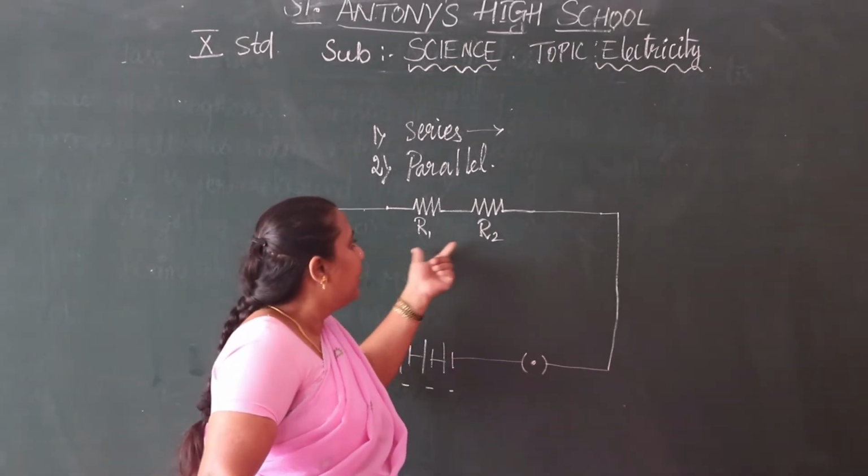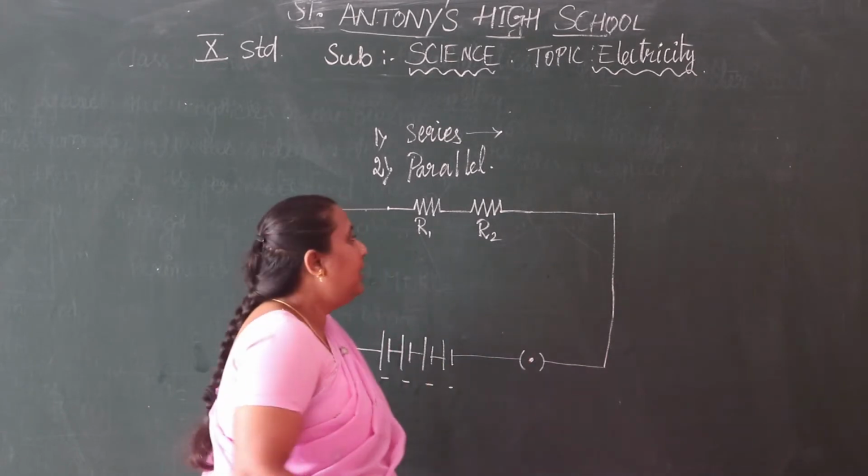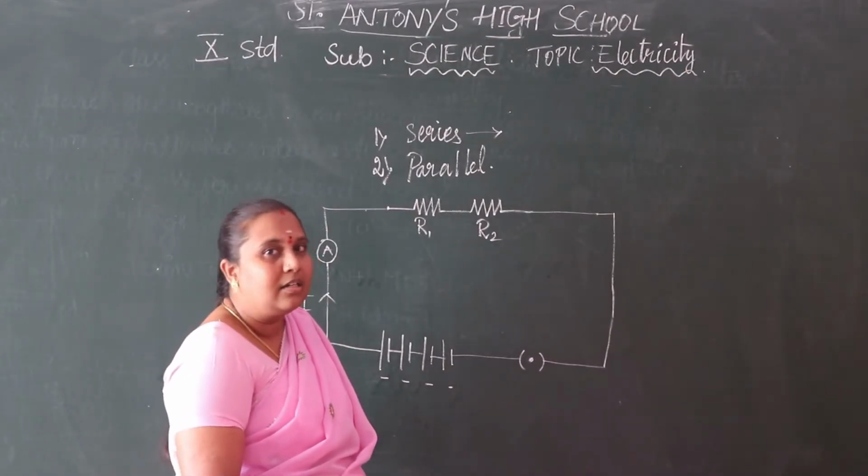Understood, children? So in a series circuit, the current flowing through both the resistors is the same.